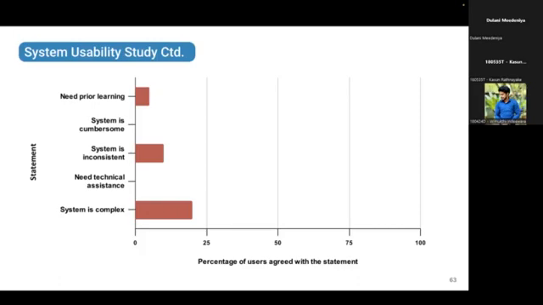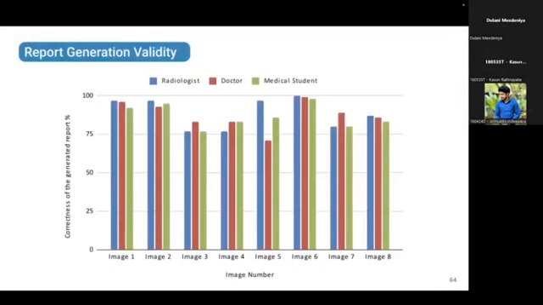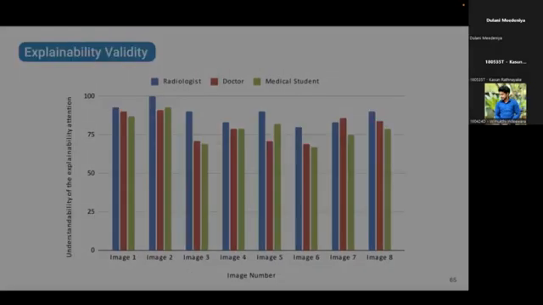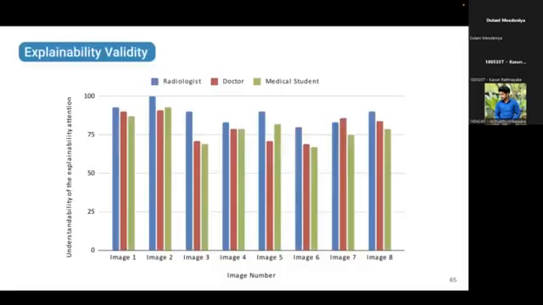These are the results of the report generated by the framework, and according to the user feedback, the generated reports have an overall accuracy of 87.75%. These are the results of the explainability attention maps generated by the framework, and according to the user feedback, the generated attention maps have an overall accuracy of 76%.